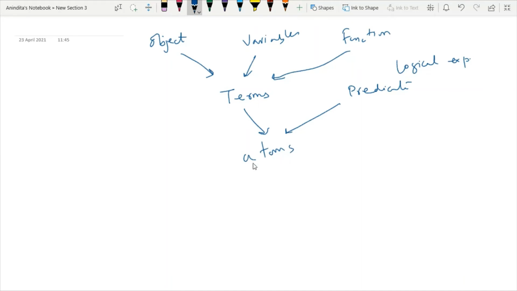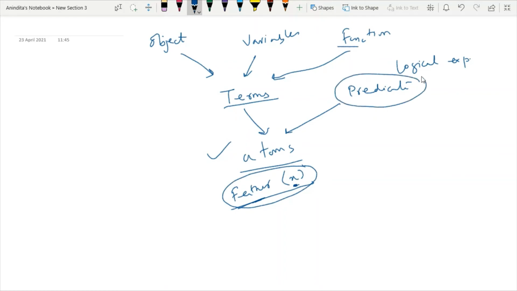Atom means the example I provided to you, that is feather, some attribute of some specific object. So the bird X has feather. This is an atomic formula, which is known as an atom. It is coming from a term. Term means I'm using functional representation. It is one kind of term and I am using a predicate. How could I understand that I'm using a predicate here? Since I'm using a variable as an argument in the feather function.